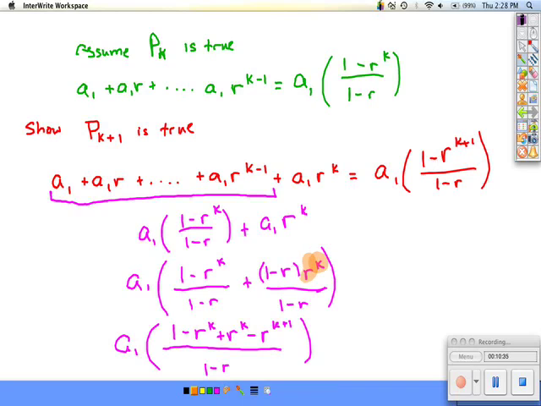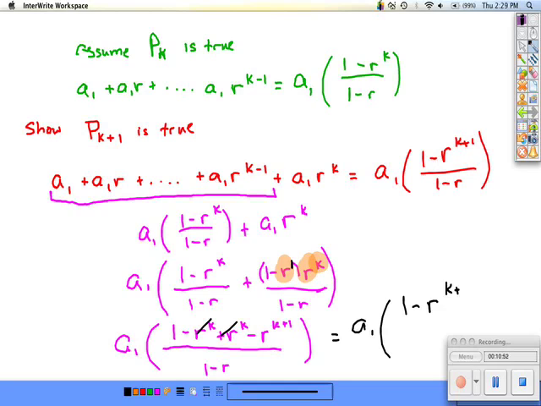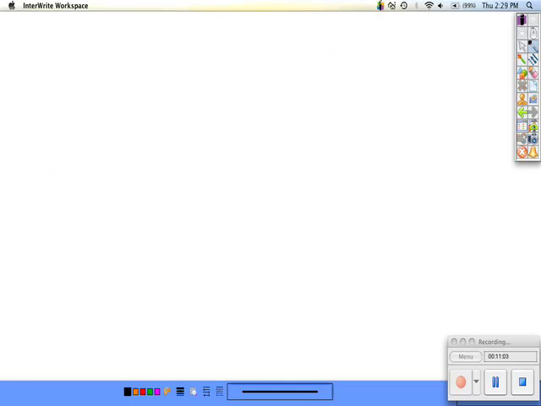We get r to the k plus 1 because we're taking r to the k times r to the first. We have to add the exponents together. There's really a 1 up here, remember. And now those cancel, leaving us with a1 times 1 minus r to the k plus 1 over 1 minus r. So we just showed that p sub k plus 1 is true.